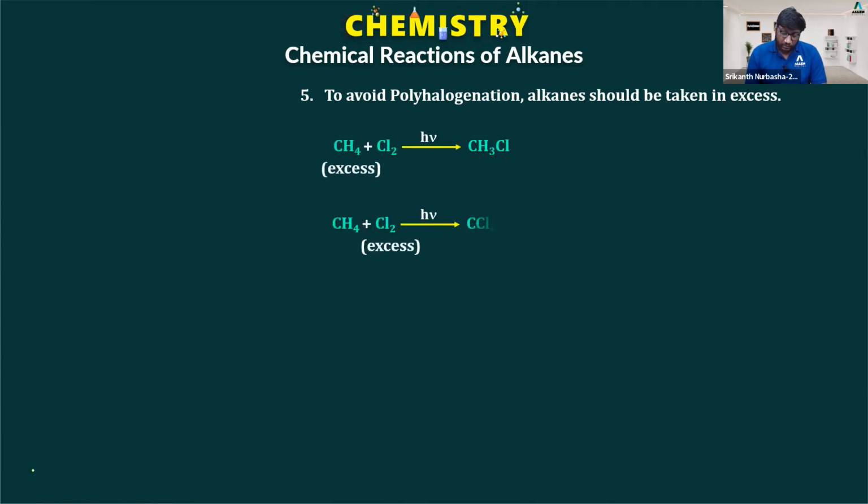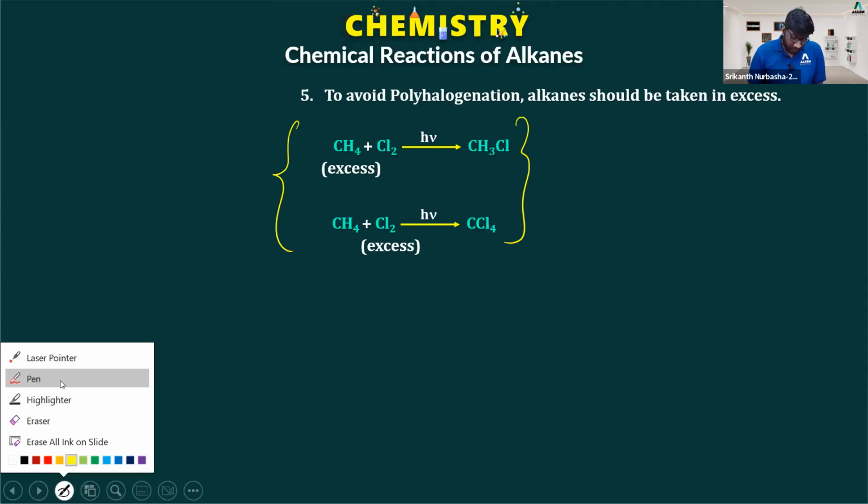Because of that repulsion, we will have an unstable nature. If you take CH4 in excess, you will get CH3Cl. If you take CH4 plus Cl2 in excess, then you will get CCl4. There's a difference. If you take more halogen, you will get the polyhalogenated product as major. If you take more alkane, the alkane will be the major, that is in excess.